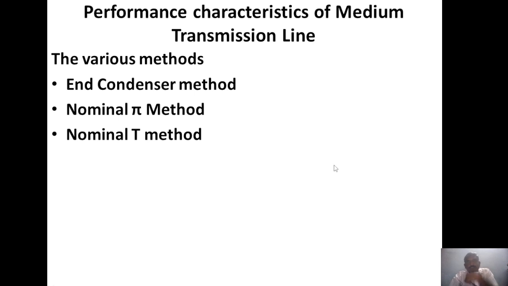Welcome students. Today we are going to discuss the performance characteristics of medium transmission lines. There are three methods normally available to analyze the performance of a medium transmission line. First one is the end condenser method, then the nominal pi method, and the nominal T method. All these methods are based on the way the capacitors are represented for analysis purposes.